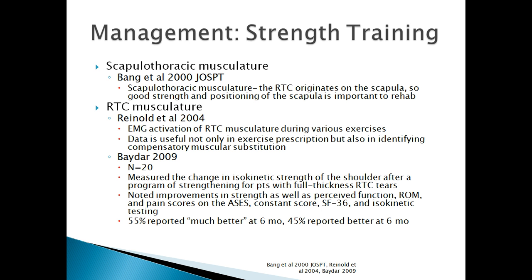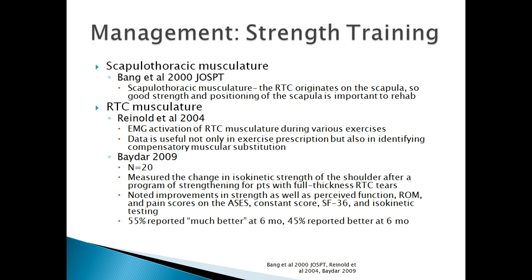Specifically to the rotator cuff musculature, Reinold et al. in 2004 did a study looking at EMG activation of rotator cuff musculature during various exercises. Data that was found in this study can be useful not only in exercise prescription, but also in identifying compensatory muscular substitution, as it tells us which exercises tend to recruit a specific muscle more than others.